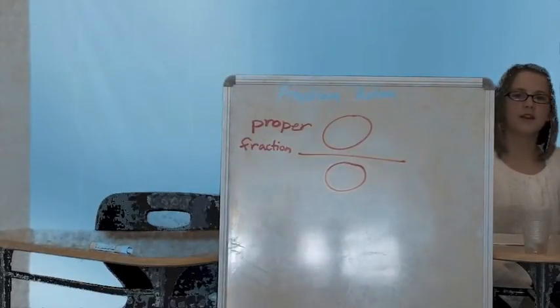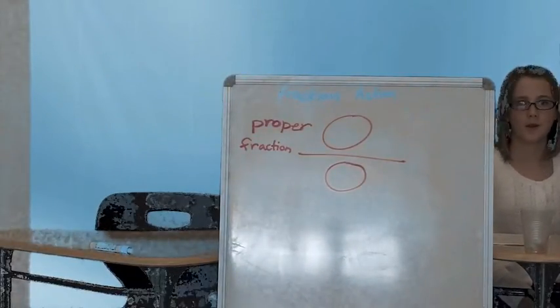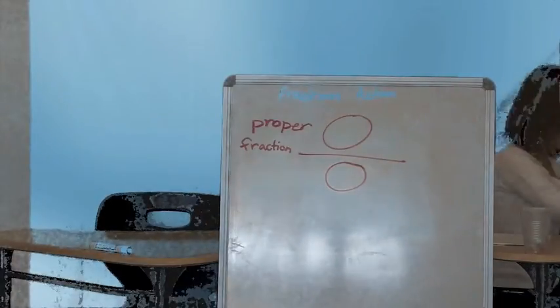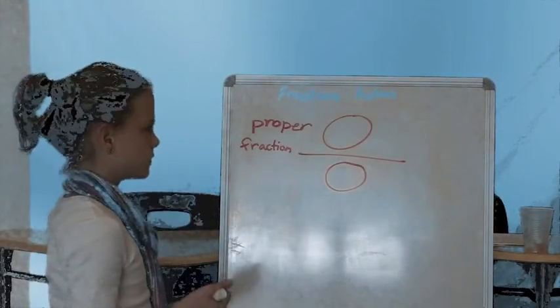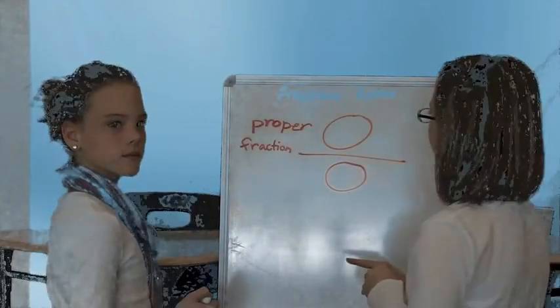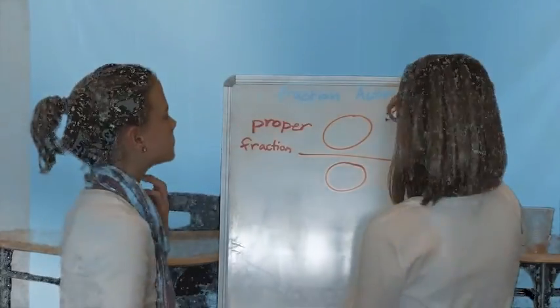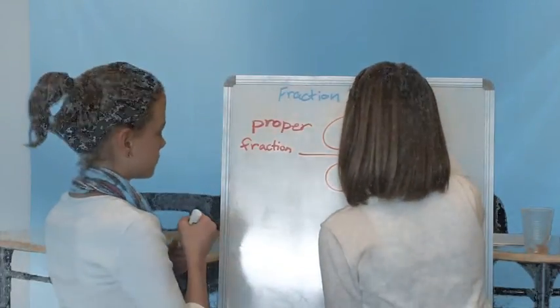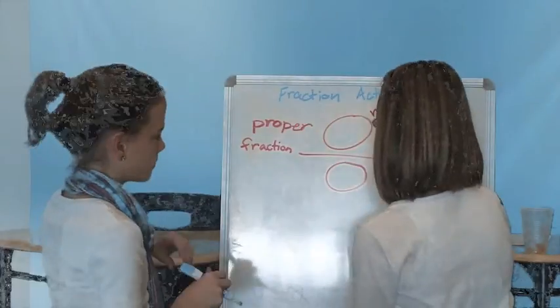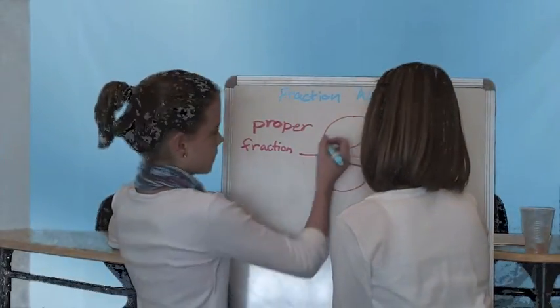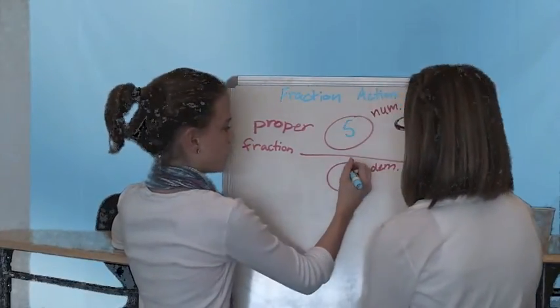Fraction action. Mackenzie will be here in a minute, so I'm going to show you what a proper fraction is. Hi, Mackenzie. Okay, a proper fraction is whenever the top number, which is the numerator, is smaller than the denominator, which is the bottom number. So we could put 5/8.